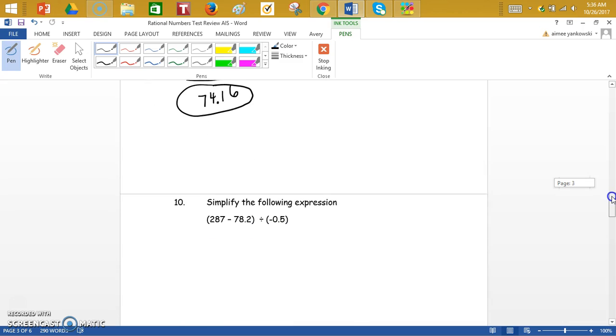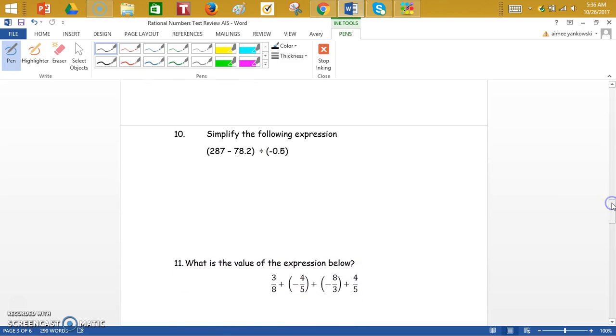Let's take a look at number 10. We're going to simplify the following expression. All right. So here we're actually going to subtract some decimals. You have to simplify within parentheses first, order of operations. And we're going to subtract some decimals. This is where we have to line up our decimal points. So we have 287. We'll put the decimal point there.